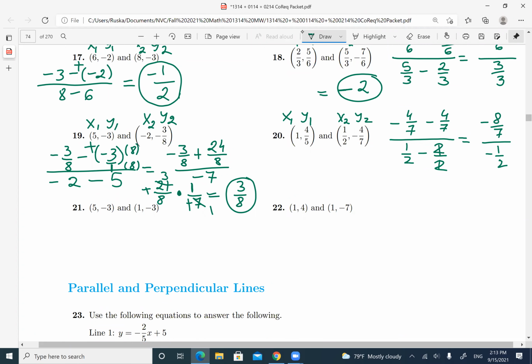Wait, miss, wouldn't the second negative 4/7 on the top be 4/5? Oh, thank you. Yes, yes. I don't know why I put 7. Negative 4/7 minus 4/5. Yes, that's going to change the top. Now here in the bottom we have 1/2 minus 2/2 is going to be negative 1/2. Yes, thank you for that.